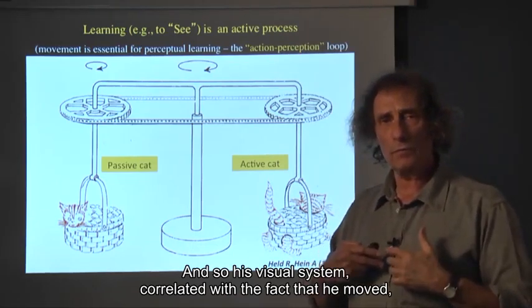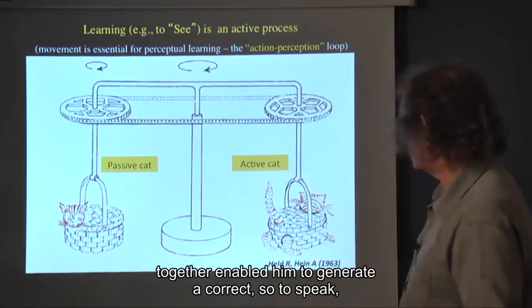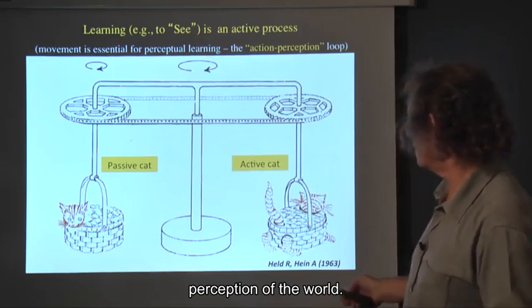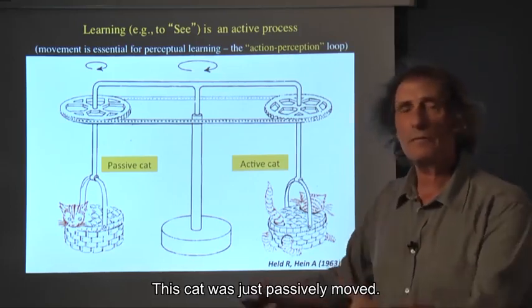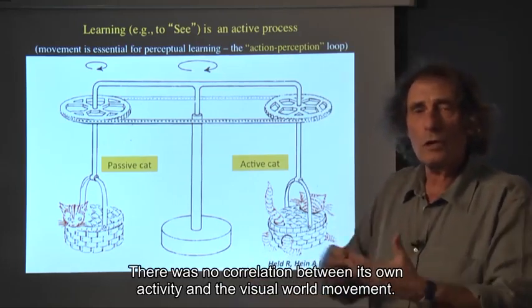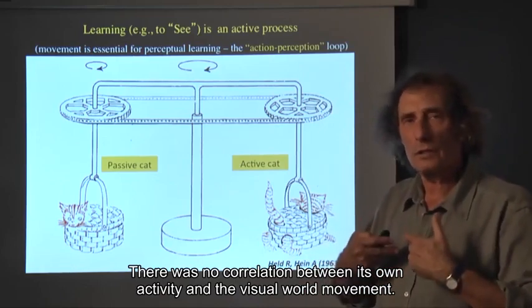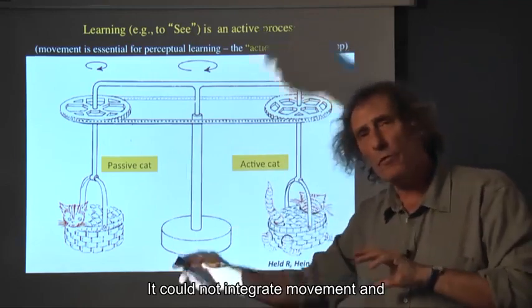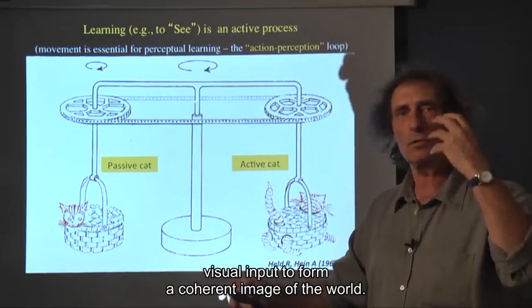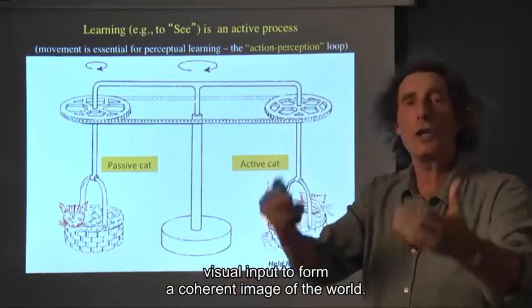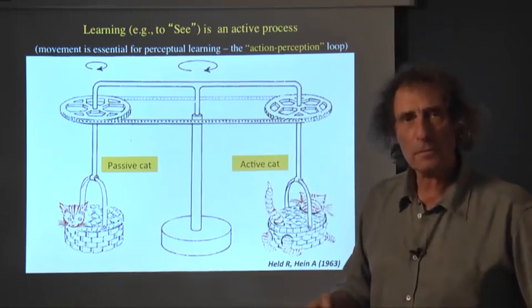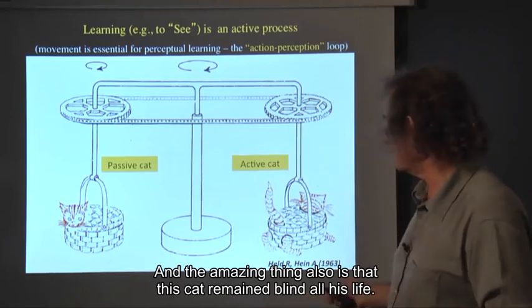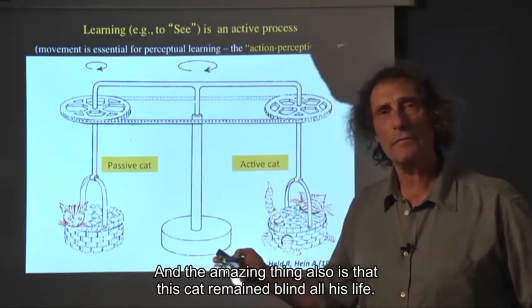And so his visual system, correlated with the fact that he moved, enabled him to generate a correct perception of the world. This cat was just passively moved. There was no correlation between its own activity and the visual world movement. He could not integrate movement and visual input to form a coherent image of the world. And the amazing thing also is that this cat remained blind all his life.